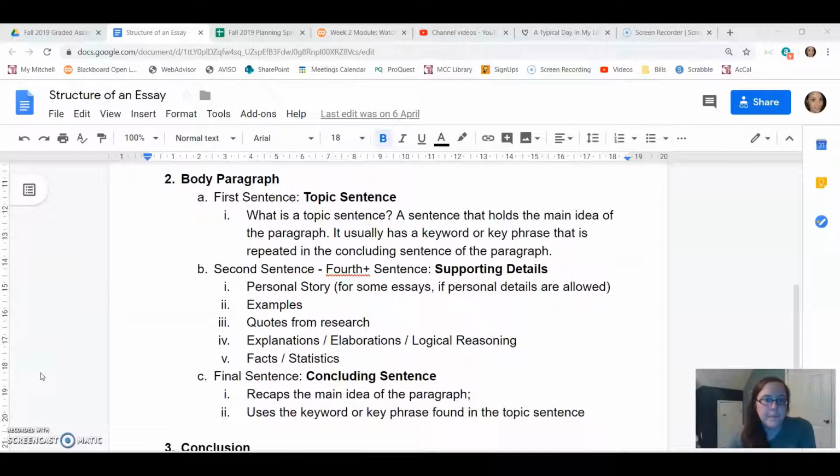When you're finished developing your ideas, you want to make sure that you have a concluding sentence. Concluding sentences, I think, are the most overlooked portion of a body paragraph, but they're really, really important because they recap the main idea.